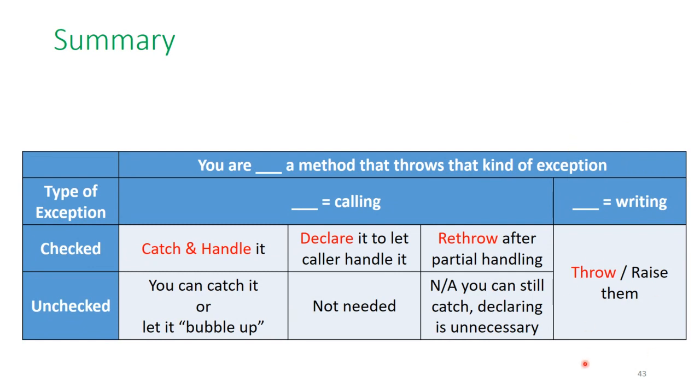And then the second column here is when the blank in that sentence is replaced by writing. So you are writing a method that throws either a checked or an unchecked exception. Well, in that case, it doesn't really matter. If you're writing a method that throws a checked or unchecked exception, at some point you're going to use the keyword throw, okay, to raise the exception. That's all you have to know. And then if it's a checked exception, then yes, there is an extra thing here. You should also declare it. If it's unchecked, you don't have to declare it, but if it's checked, definitely you have to declare it, okay?